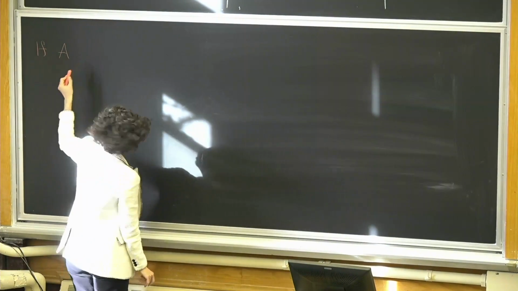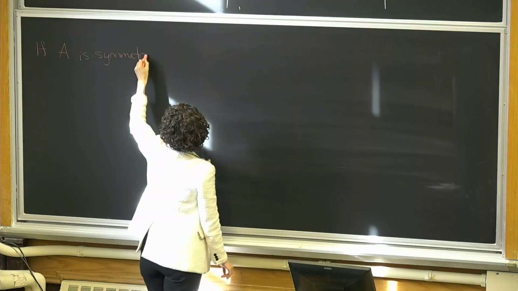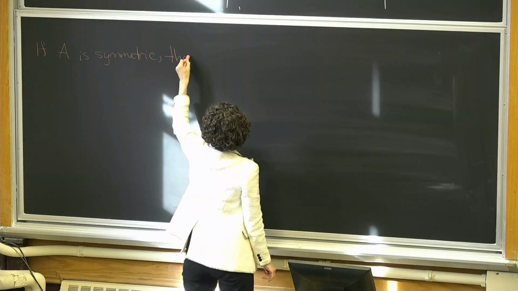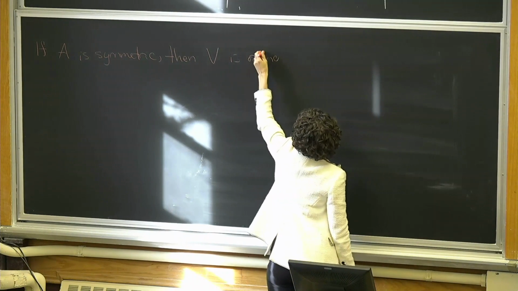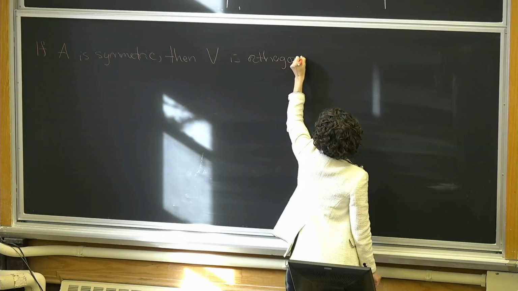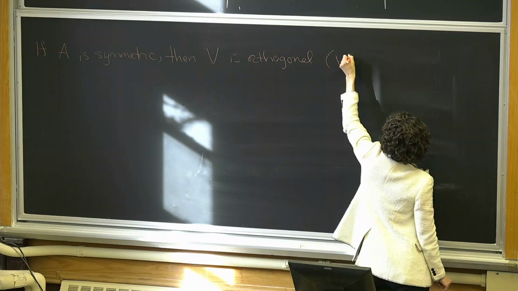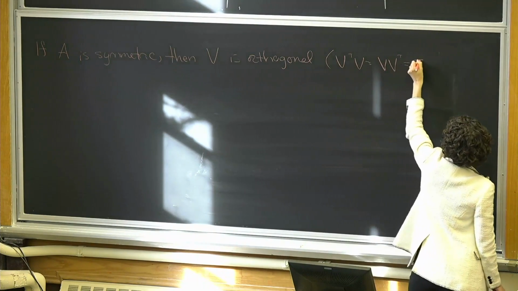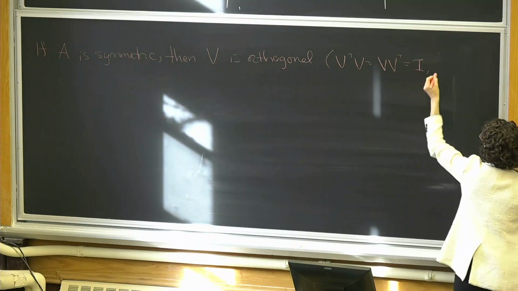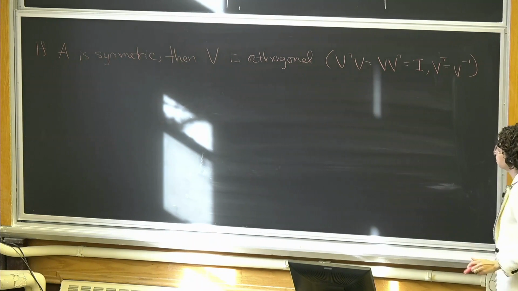Okay, so if A is symmetric, then V is orthogonal. And remember, that means that V transpose V is equal to V V transpose is equal to the identity matrix, or in other words, V transpose is equal to V inverse.